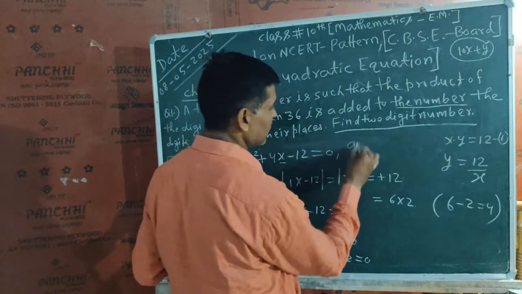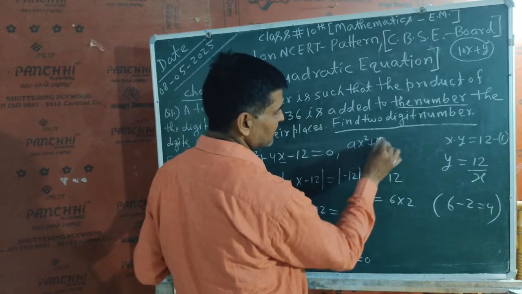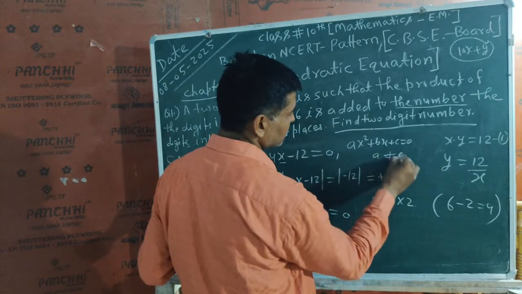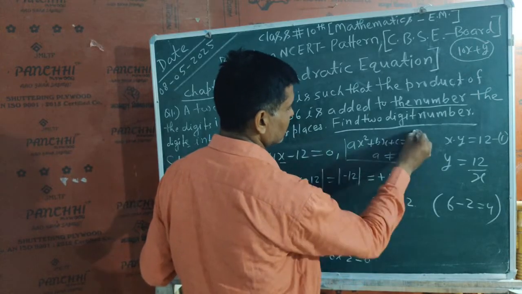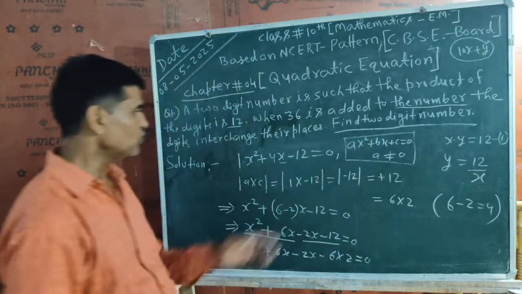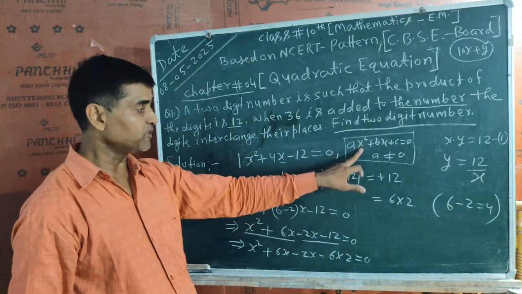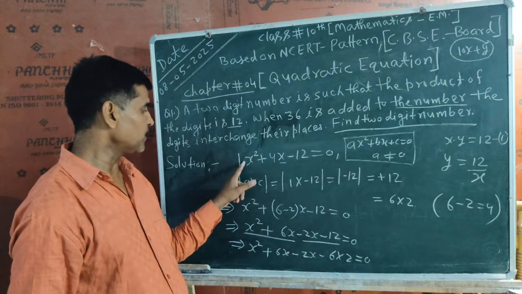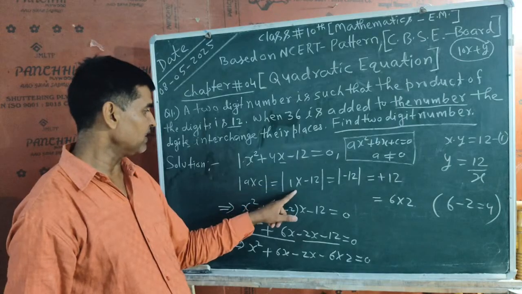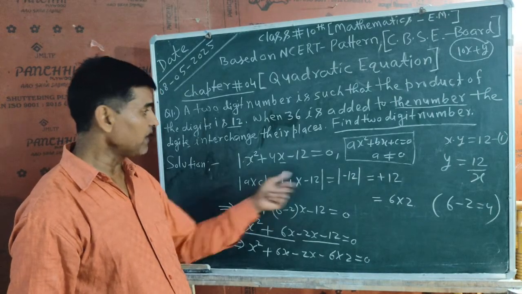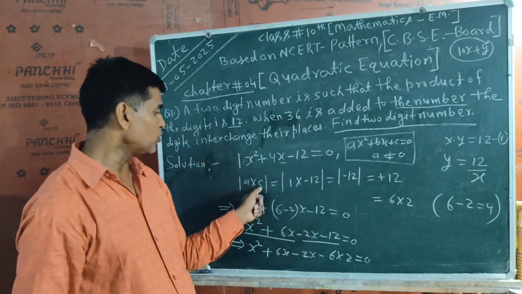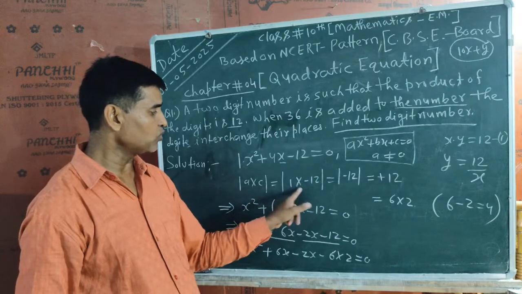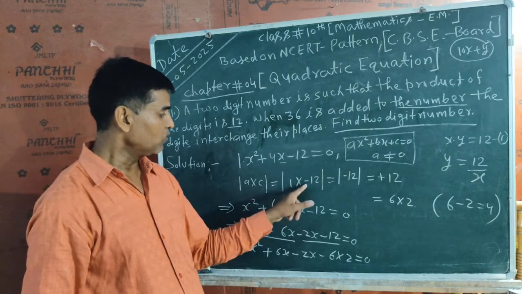Now here you have to write ax square plus bx plus c which is equal to 0, and we have to put the condition that a cannot be 0. So this is the general quadratic equation, and you have to compare the coefficient of x square. Here it is a and the coefficient of x square is 1. So you have taken 1 here, and the constant term is c, and in this equation it is minus 12, so we have to multiply with minus 12.